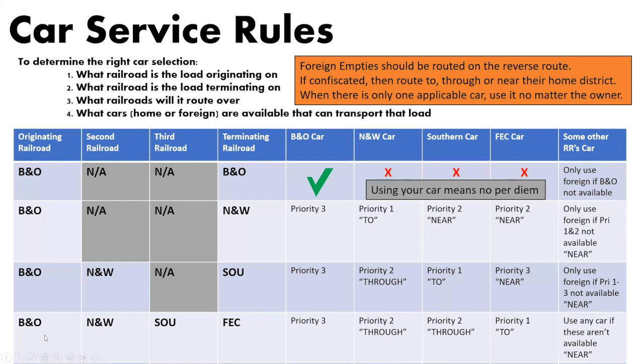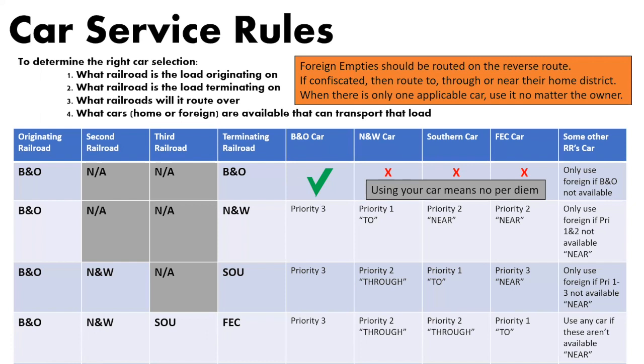And then for the long haul, let's say you've got the same load that's now going all the way to Florida. Well, you'd pick that Florida car first because that's where it's going to. But if you couldn't, you'd pick either one, the Norfolk and Western or the Southern, because you're going to be routing the car through. So the concept is really very easy when you understand by some examples. You want a car that's going to its home district, through its home district, or near its home district.